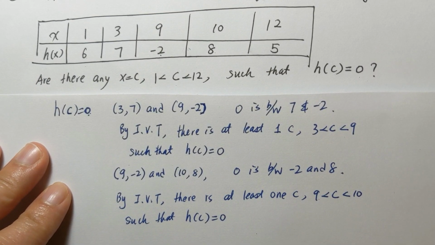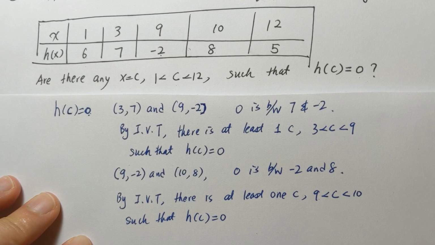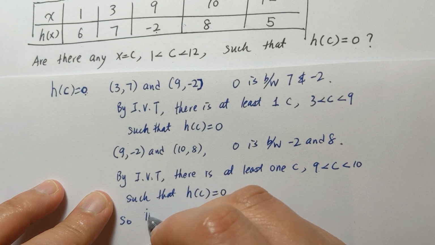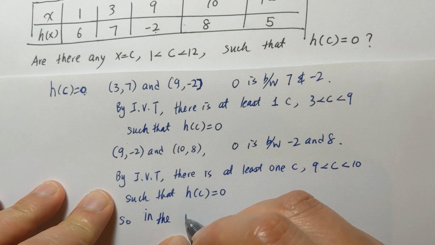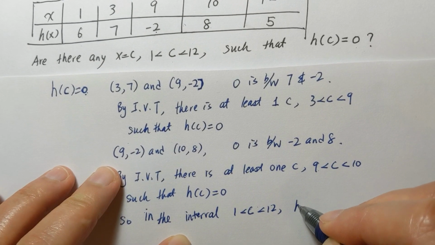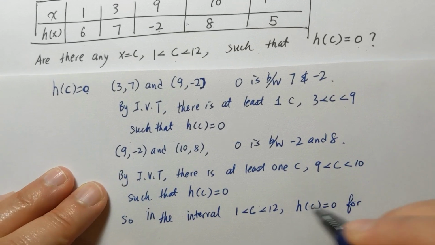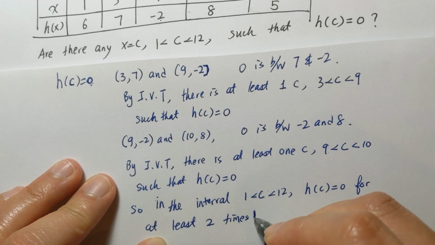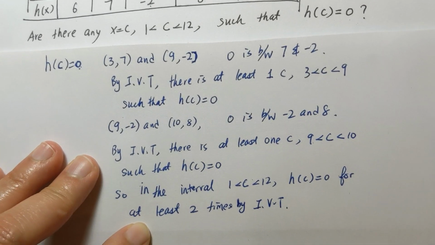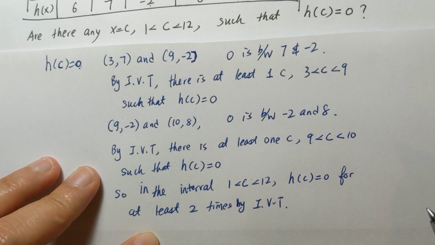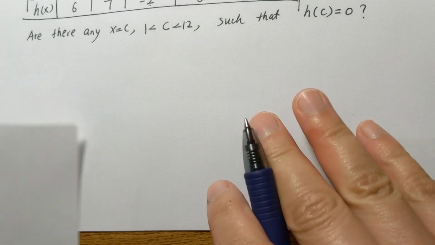There are 2 times. If you want to conclude, you can say: in the interval, h of c equals 0 for at least 2 times by the intermediate value theorem. So we finished question number 3.